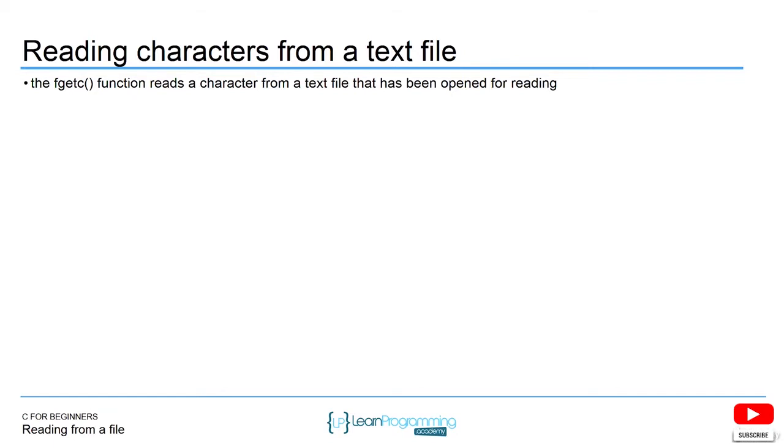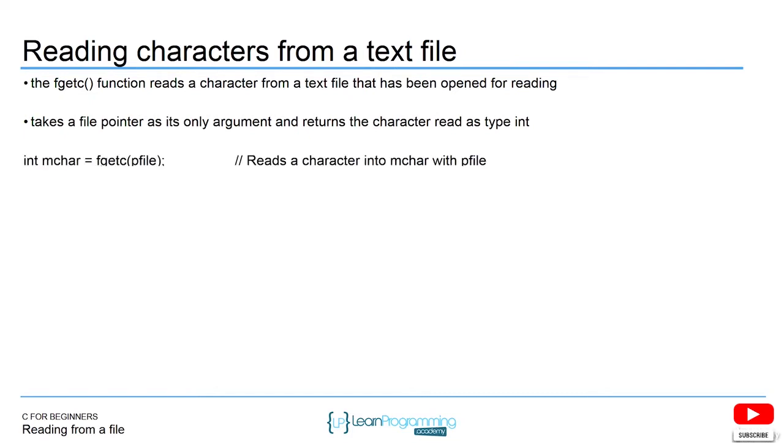and then we can start calling fgetc. The fgetc function takes the file pointer as its only argument, and it will return the character read as type int. So here in an example, we create an mchar of type int, and we say fgetc(pfile). It's going to read a character into the mchar variable with pfile as the file pointer. Think of pfile as already opened, a valid file pointer. The mchar is of type int because EOF, which is our special end of file character, is returned if the end of file has been reached. So we can always check that integer to see if it's EOF, and if it is, we don't want to read anymore. We don't want to call fgetc anymore.